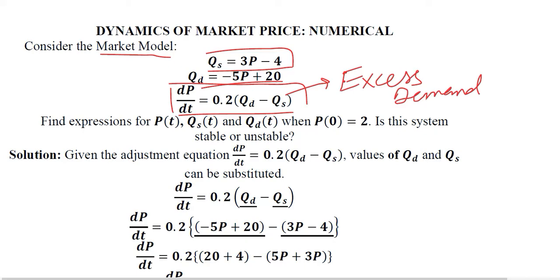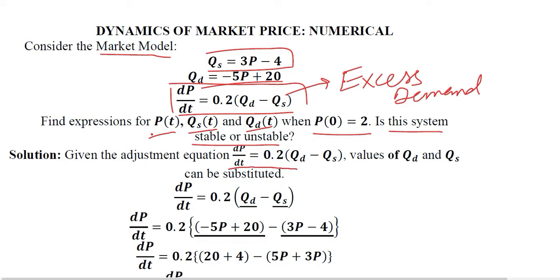In addition to this, what we are given is the value of the initial condition, that is the price when no time has passed. That is, the price when no time has passed is 2. So we are to find the expressions for Pt, Qst, and Qdt. And we are also interested in finding if the dynamic equilibrium is stable or unstable. So let us get started with its solution.